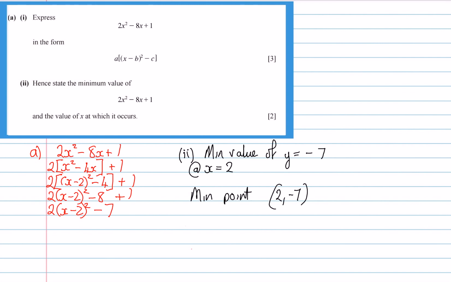So that one should have been a fairly straightforward question for 5 marks overall. The thing to be careful about is completing the square when you have a quadratic equation with a number greater than 1 in front of the x squared here. You can sometimes run into trouble doing that.